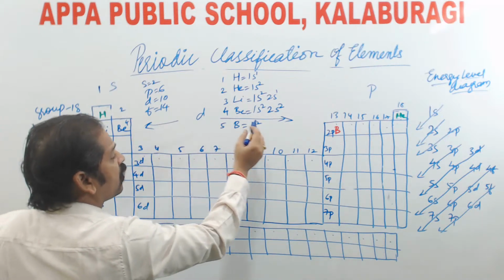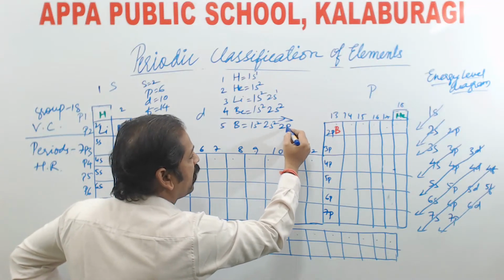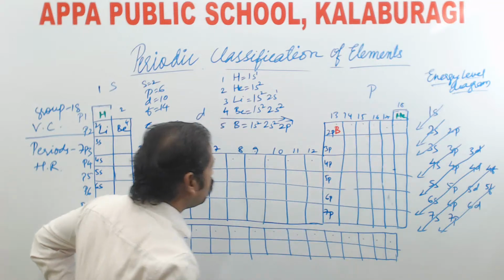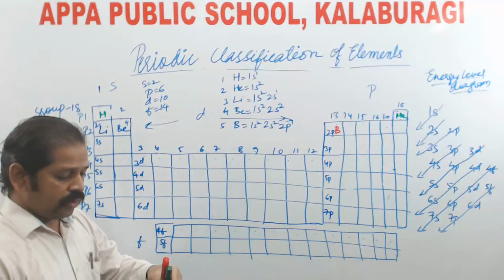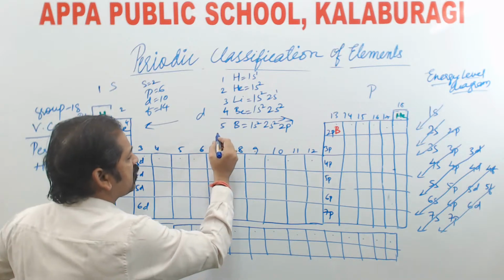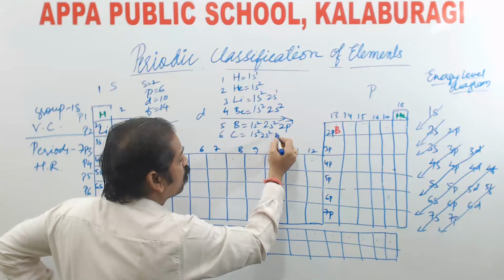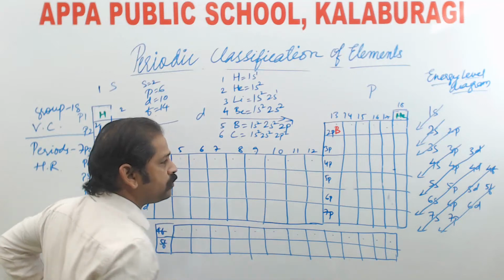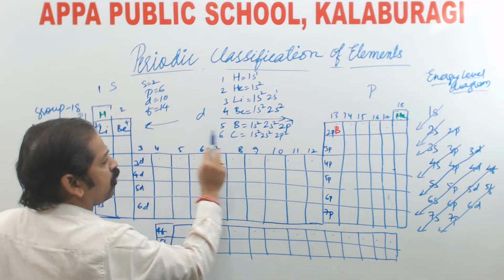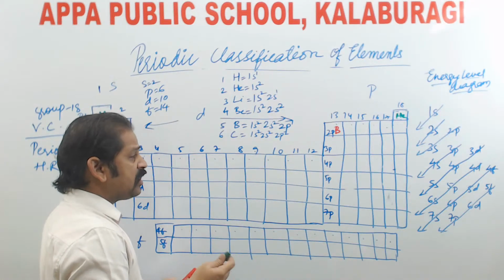With 2s2 also completed, we have 2p1. For 2p, there are first, second, third, fourth, fifth, sixth positions. In this way, I write it. Atomic number 6 is carbon: 1s2, 2s2, 2p2. After 2s2, we fill 2p1, 2p2, because carbon has been arranged in this part.